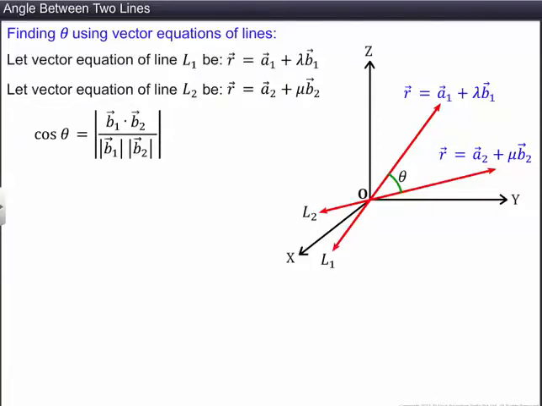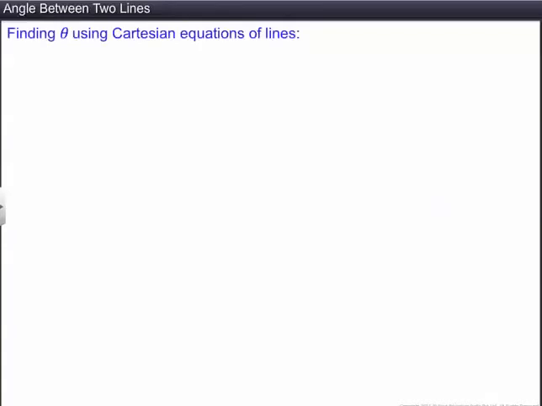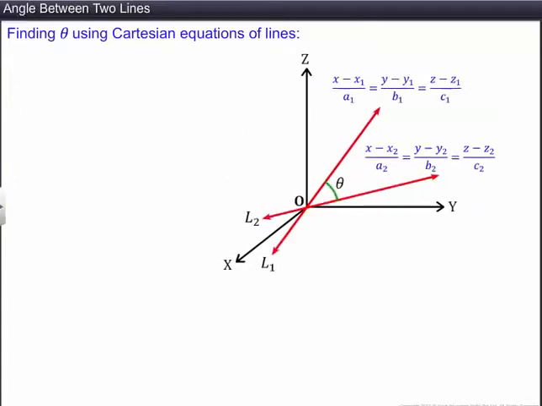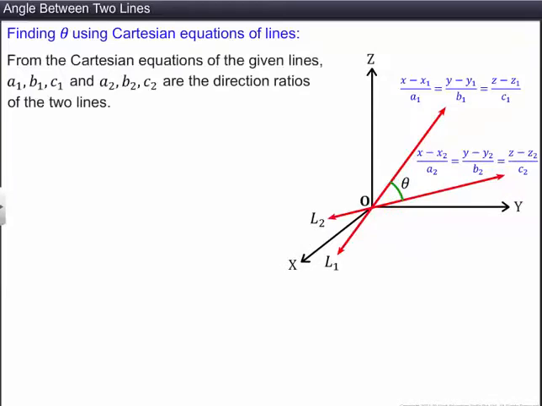Let us now find angle theta using the Cartesian equations of lines L1 and L2 shown here. From the Cartesian equations of the given lines, we get that a1, b1, c1 and a2, b2, c2 are the direction ratios of the two lines. Thus, the cosine of angle theta between the lines given in Cartesian form can be found using the formula shown.